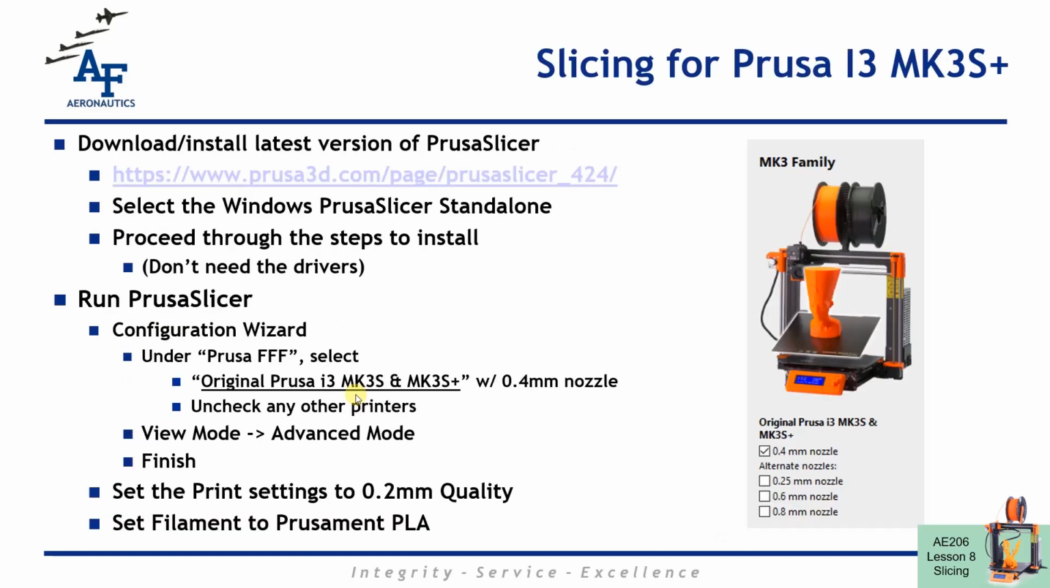The software that we're going to be using for slicing is called PrusaSlicer. This is free software from Prusa itself, and you can go to this link and download the standalone version. You don't need to install the drivers, so just install the standalone software, and then you'll configure it. It's very important that you select this printer when you configure it, because it's the only type of Prusa printer we have in Dfan. I'll show you how to do that later on in the video, and I'll also talk about these print settings later on.